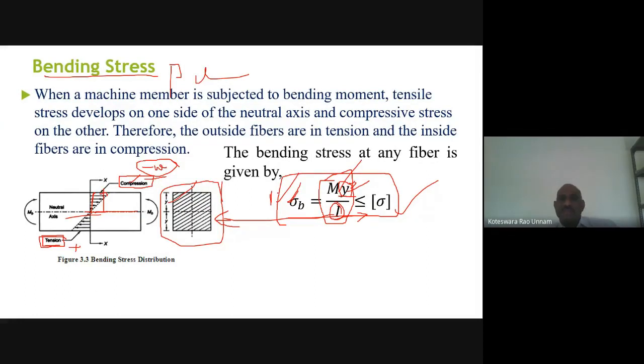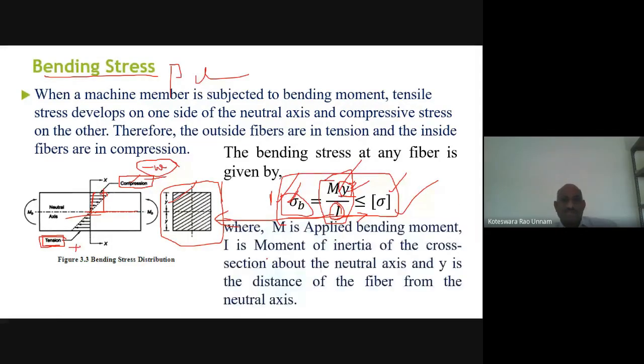Then you need to take the magnitude of this bending stress and equate it to the allowable tensile strength or allowable compressive strength of the beam. From that you will get your desired dimensions. Where M is the applied bending moment, I is the moment of inertia of the cross section about the neutral axis, and y is the distance of the fiber from the neutral axis.